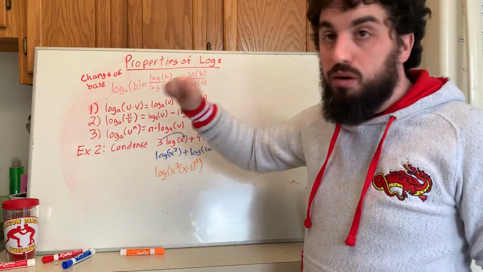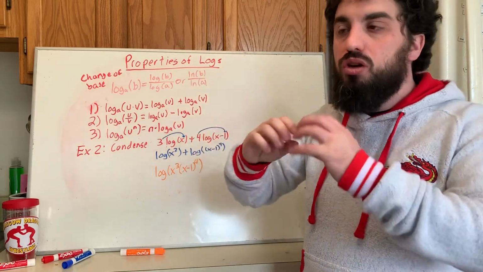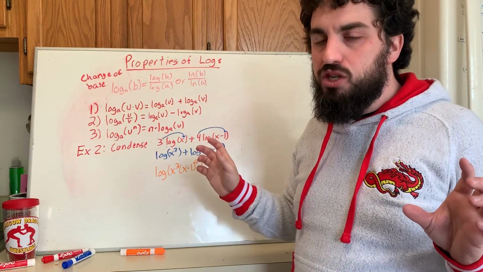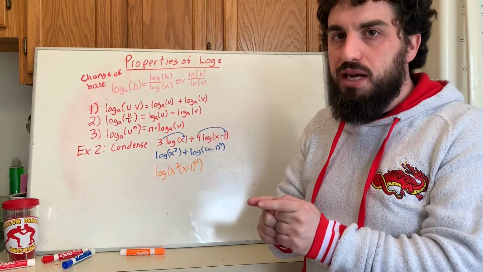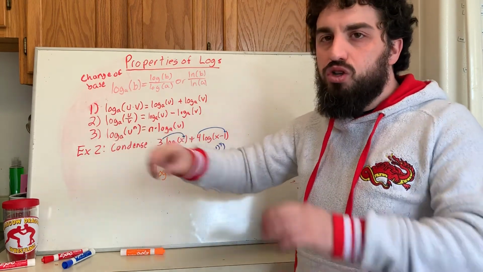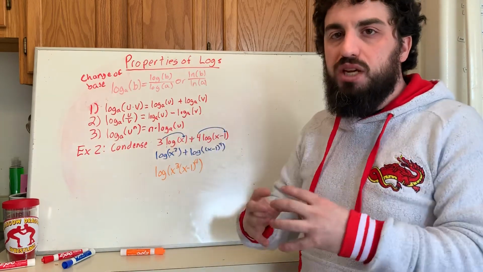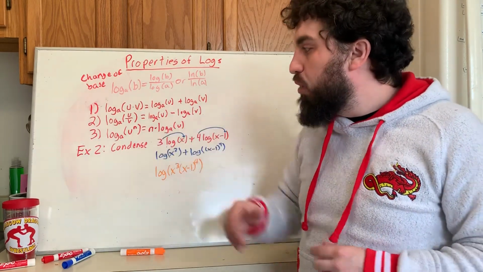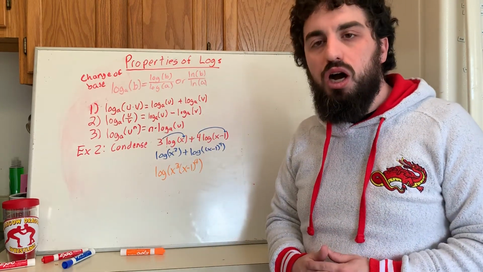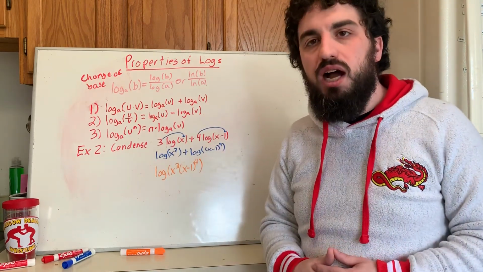So, quick summary of the day. When we're multiplying logs, or when there's multiplication inside the logs, we can split them as addition. When we're adding logs, we can condense as multiplication. When we have division inside our logs, we can expand as subtraction. If we have subtraction, we can condense as division. And when we have a power inside the log, it can be pulled out front as the coefficient of the log. When we have a coefficient, it can be brought inside as the power.